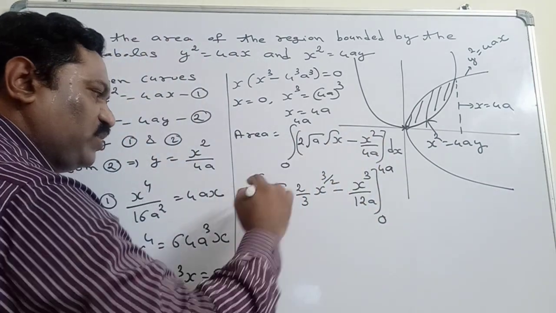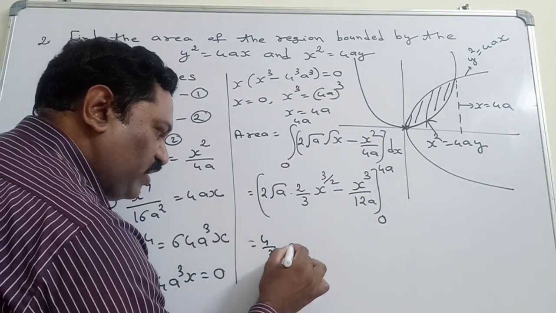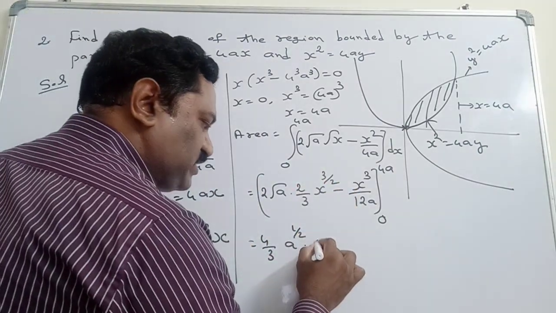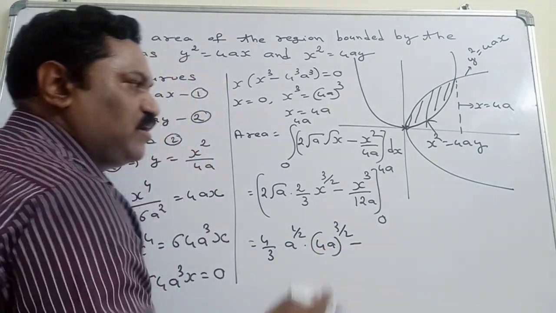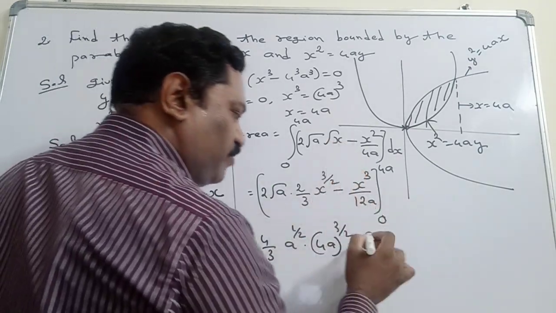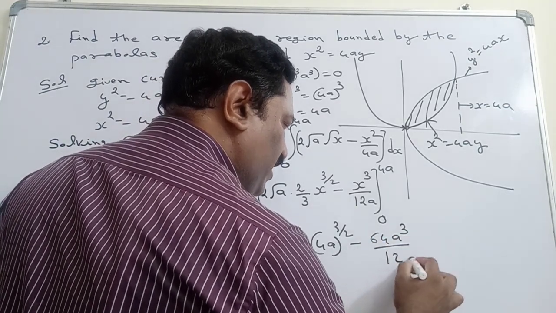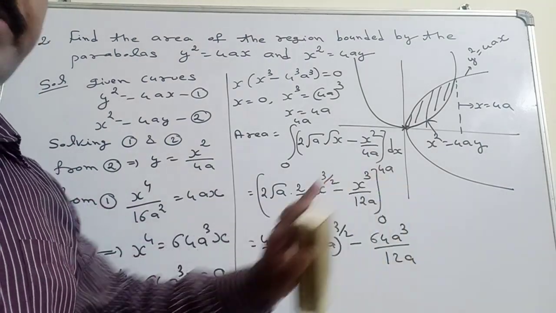Now we will substitute the upper limit. Here 2 into 2 by 3, that is 4 by 3 root a, root means power 1 by 2, into x is 4a whole power 3 by 2, minus. Substitute the 4a here, 4a whole cube, 4 cube is 64 a cube upon 12a, minus, where the lower limit is 0. If you keep the 0, that entire thing becomes 0.